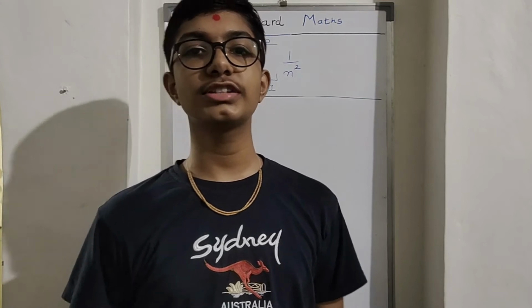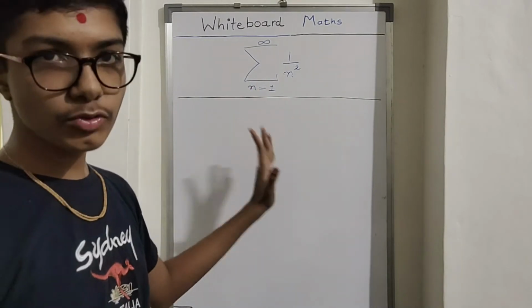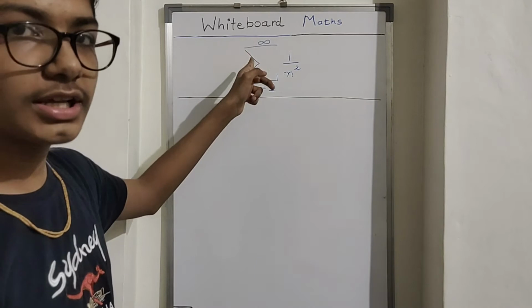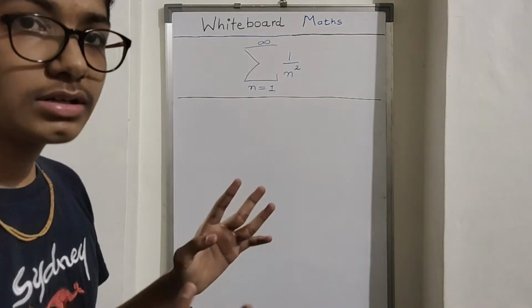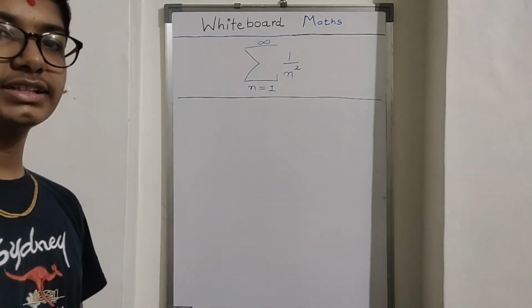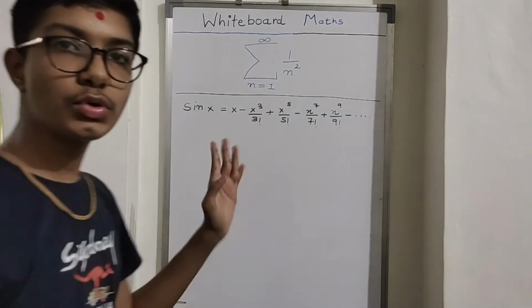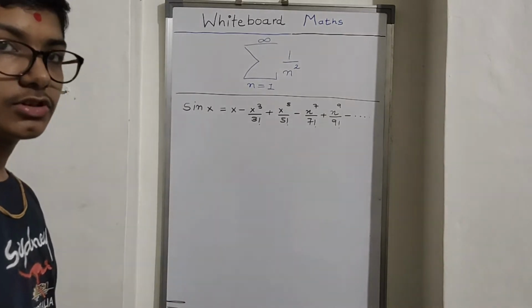Today we are going to discuss the Basel problem, and the Basel problem is like this. We have to evaluate the sum as n goes from 1 to infinity of 1 over n squared. And so to start, we are going to look at the Taylor series expansion of the sine function. So guys, this is the Taylor series expansion of the sine function.